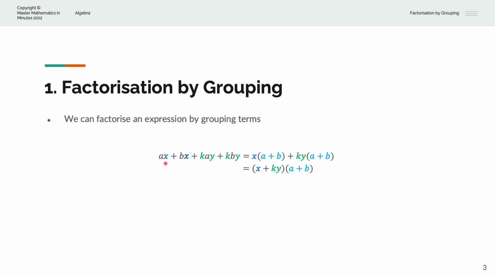And then we can factorize x from the first two terms, and that becomes x into a plus b. And for the third and fourth term, we can factorize k and y, and that becomes ky into a plus b. And notice that with a plus b and a plus b in both the two terms on the right hand side, we can further factorize that a plus b out, and that becomes x plus ky into a plus b. Let's consider a couple of examples now.